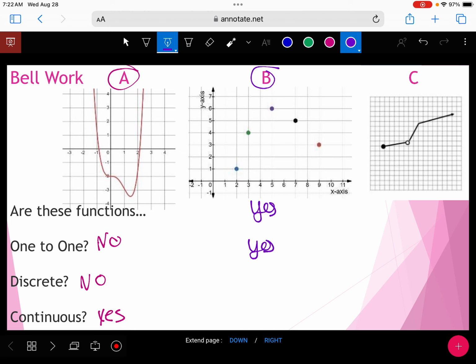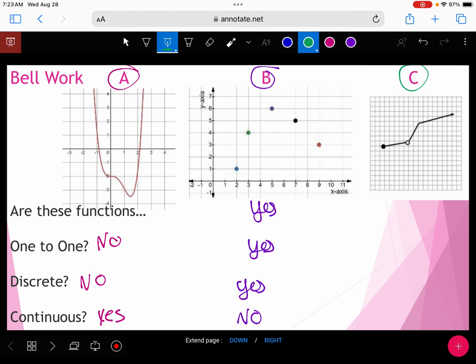Yes. Is it continuous? No. Can it ever be both discrete and continuous? No. Because discrete means they're not connected, and continuous means everything's connected. All right, then let's look at C. I'm going to do that one in green.